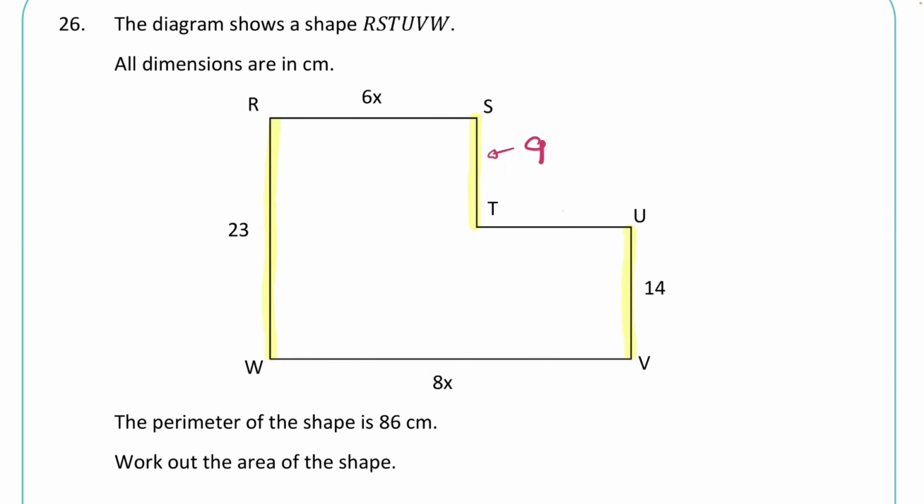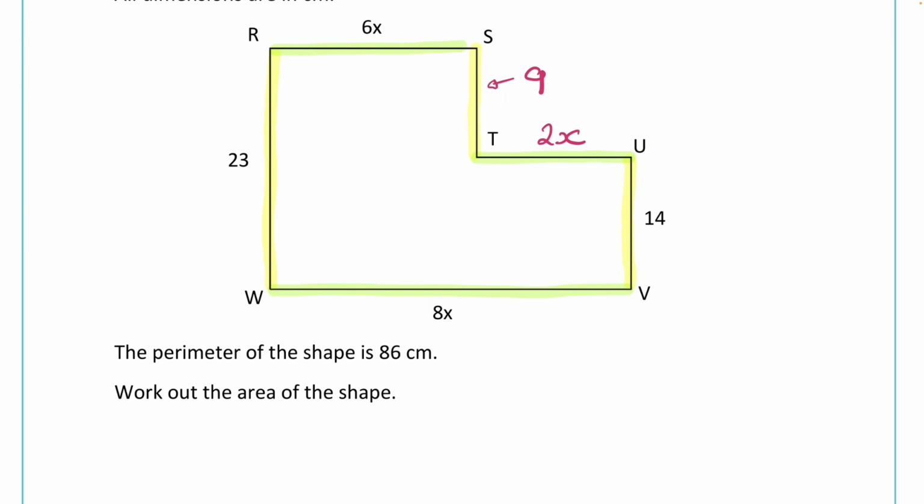We also have some algebraic lengths. So along the top, we have a 6x. We're missing this part here, but along the bottom, it's a total of 8x. So this length would be 2x, 8x take away 6x. So the perimeter we could write as an expression. If we add together the x's, 8 plus 6 plus 2 is 16x. And the numbers added together, 23, 14 and 9, adds up to 46. So there is an expression for the perimeter.